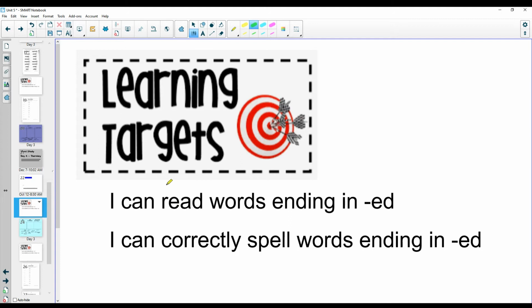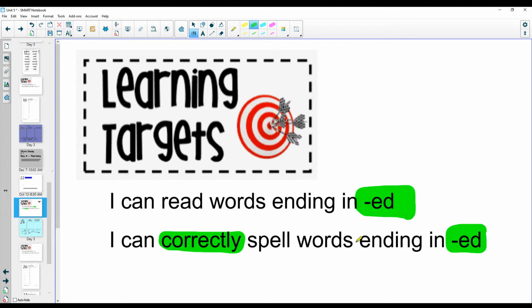Reviewing our learning targets, we can read words ending in ed. Remember that these words sound different. Sometimes it's a t, sometimes it's a d, and sometimes it's an id. I know, sounds weird, doesn't it? But we know that this is happening in the past. When we add ed, it's something that happens in the past. Then we can correctly spell words by adding ed to the words.